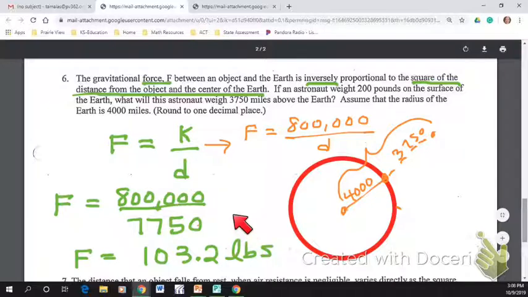So on the surface of the Earth, the astronaut is 200 pounds. But in outer space, gravity is decreasing as you go into space, which decreases your weight, because weight is dependent upon gravity. That's why when they go into outer space, they can float around, because they eventually become weightless when there's no gravity.